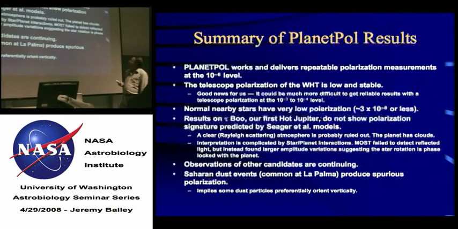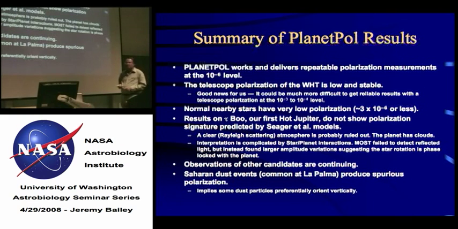We found that, for example, normal nearby stars have very low polarization, which is helpful for detecting the effects we're looking at. We don't yet see the expected polarization signature of a hot Jupiter planet, but we may be able to do so by looking at other systems.